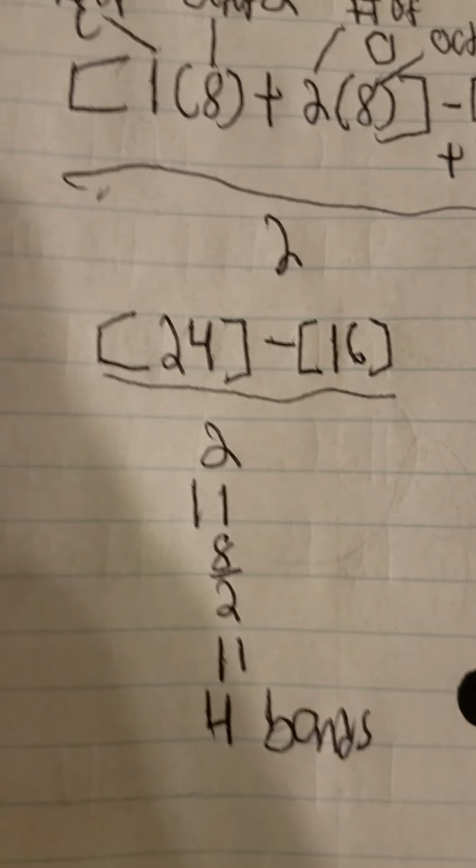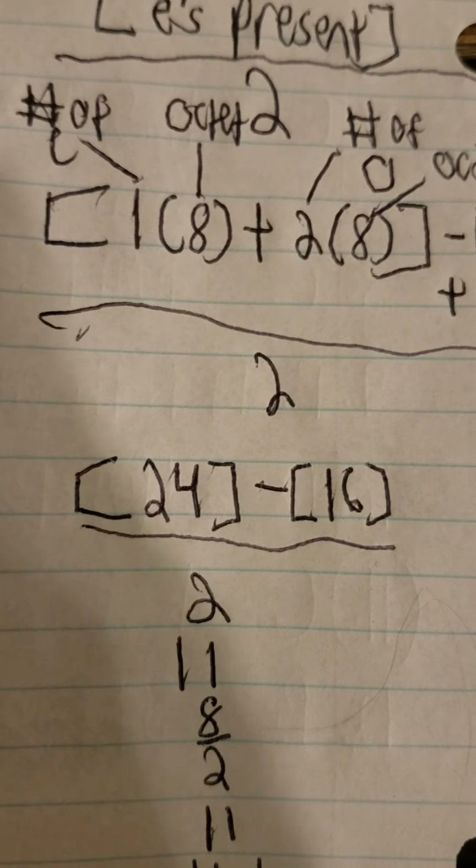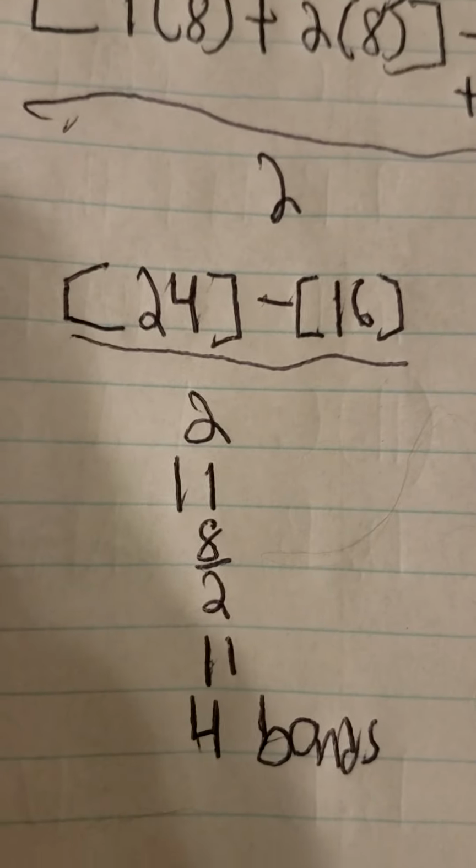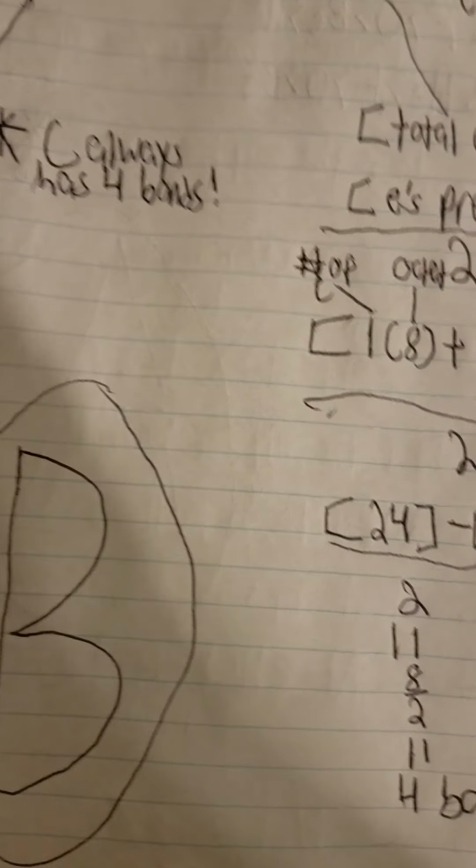So simplified, it would come out looking like this: 24 minus 16 divided by 2. If you were to solve this, it would come out to 8 over 2. Then you divide that again, and it would come out to be 4 bonds, which is B. So you can do both ways, but I prefer one, and that's up to you.